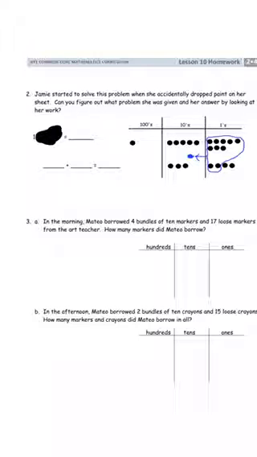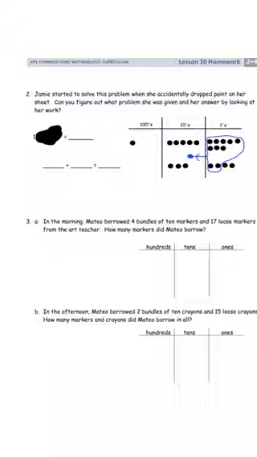The first thing you're going to have to do is figure out: what was the first addend? That's going to go here. What was the second addend? And then what was her total? So you can solve.